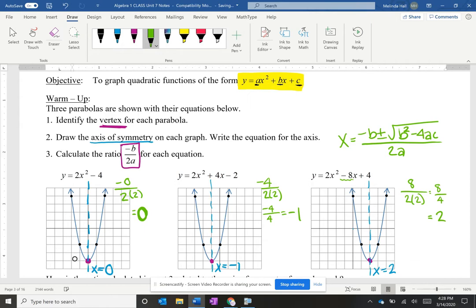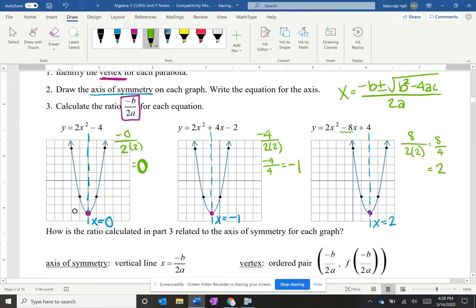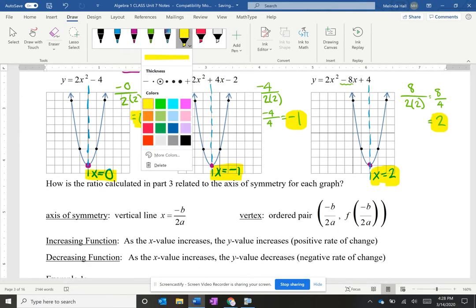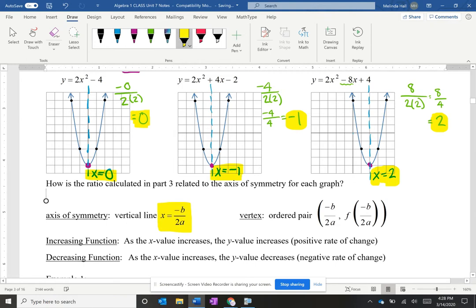From all of that, how is the ratio -b/2a related to the axis of symmetry? If you notice, x equals 0, and -b/2a gave me 0. X is -1, and -b/2a gave me that -1. And x equals 2, well, -b/2a gave me that too. So guess what? If you want your axis of symmetry, you have to find the vertical line x equals -b/2a. You just find your b and find your a and plug it in.